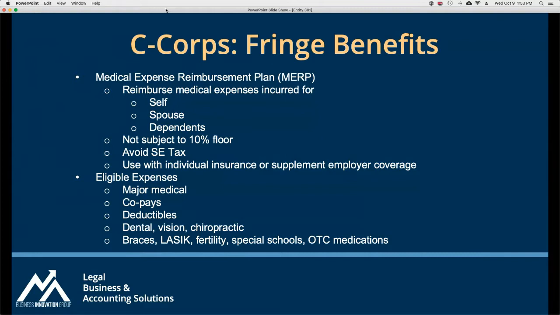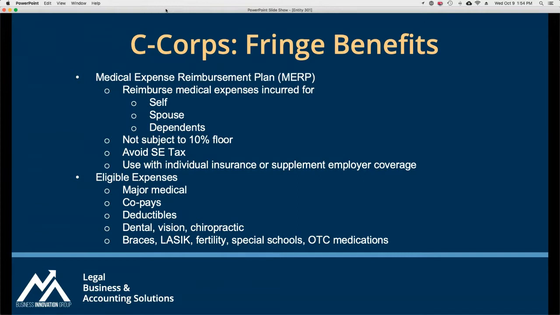Eligible expenses with these reimbursement plans include major medical. You can do your co-pays, deductibles, dental, vision, chiropractic, braces, LASIK, fertility, special schools, and over-the-counter medications, right? It's pretty broad.